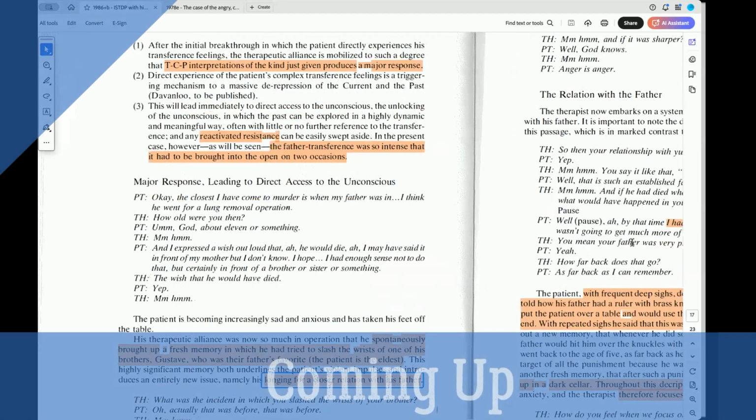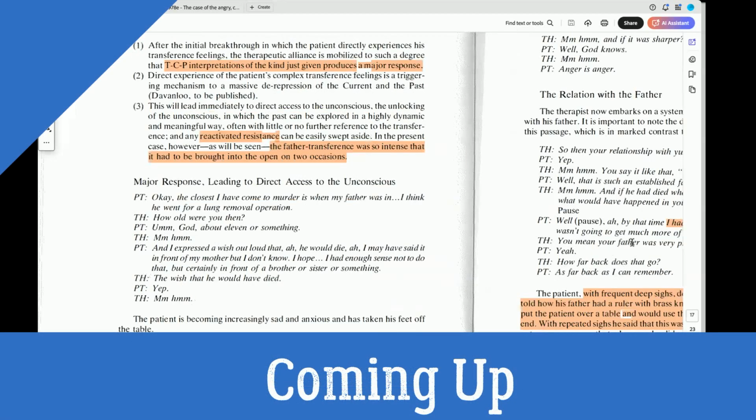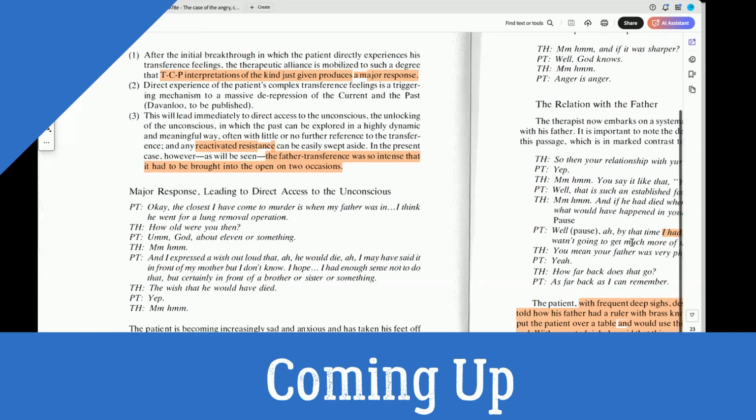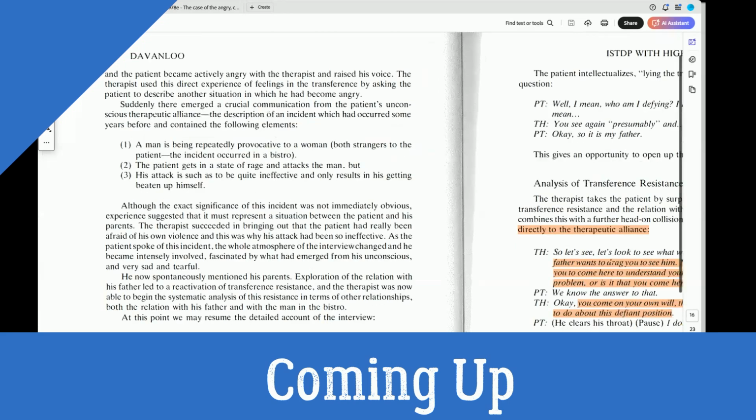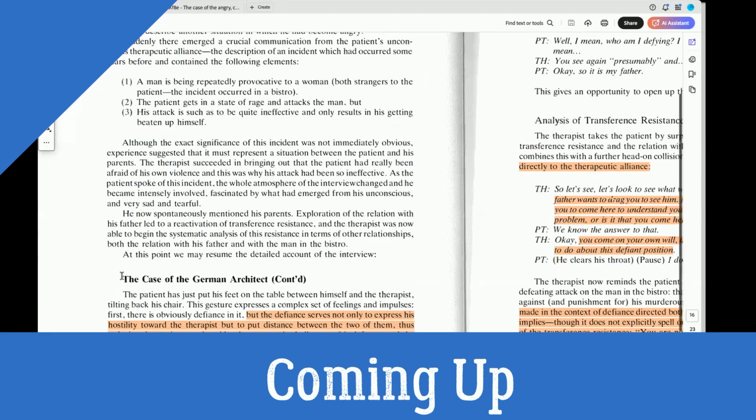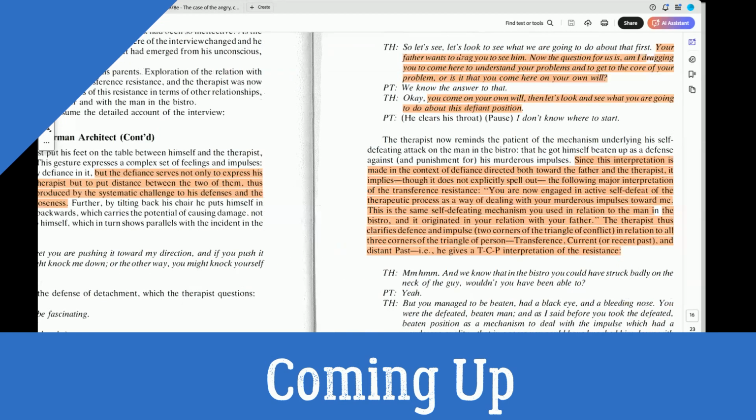It's noteworthy that ISTDP therapists can overemphasize the importance of what I referred to before as the pressure cooker exploding with affect, unlockings of the unconscious. And I also think that we need to take stock in the understanding that if you read part two of the German architect, here it is, the case of the German architect continued. If you read this part, you see a lot of highlights here.